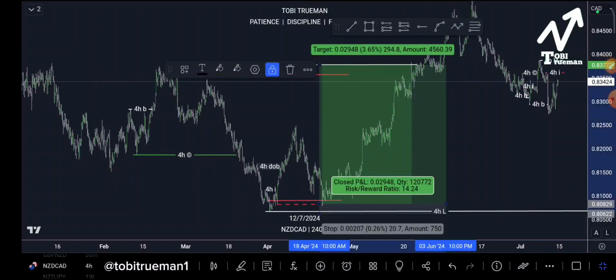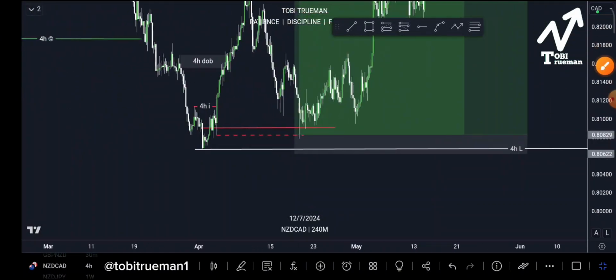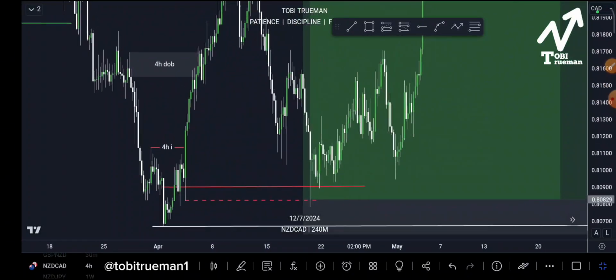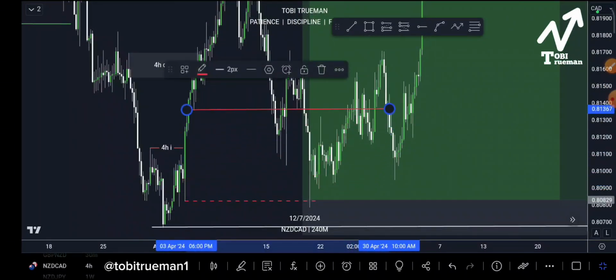How many hours is this trade? This was a 14.24 hour trade. Now let's take a look at if we are to use that pullback point to make our entry. How many hours are we going to get?